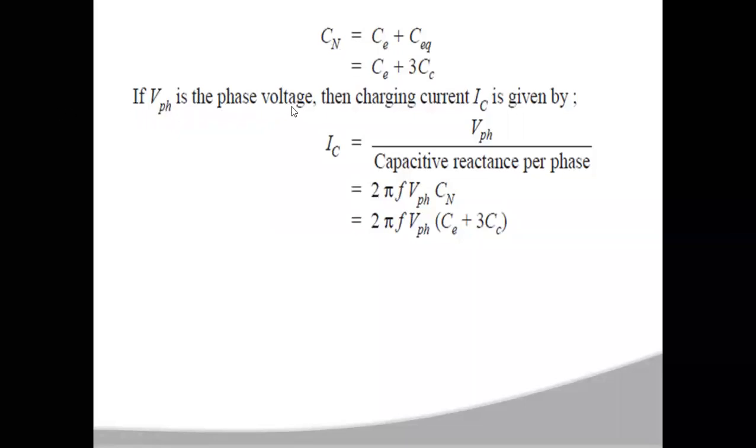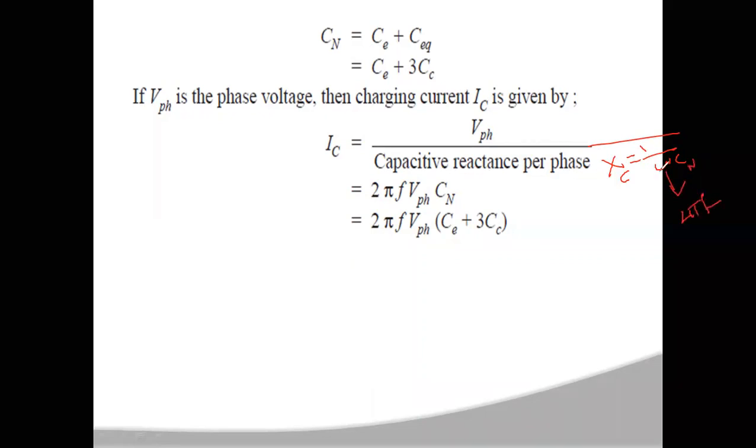Now, if V phase is the per phase voltage, then the charging current IC can be represented as IC equal to V phase divided by the capacitive reactance XC. The capacitive reactance is represented with 1 by omega C. Here we take Cn. So then this value will become, again here omega is 2 pi f.